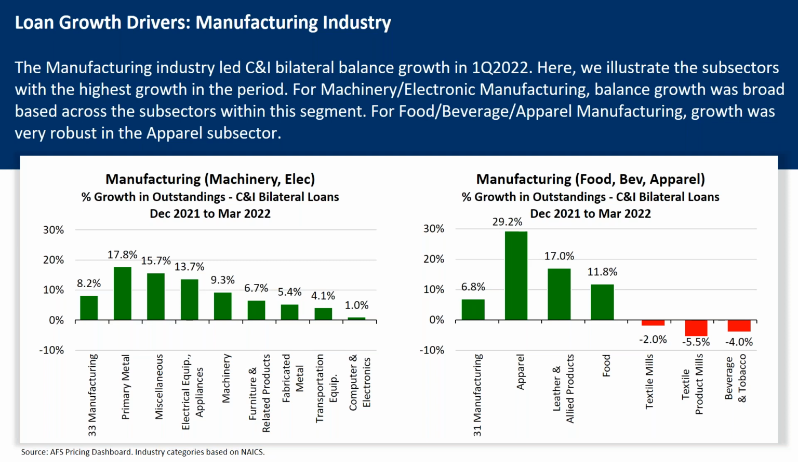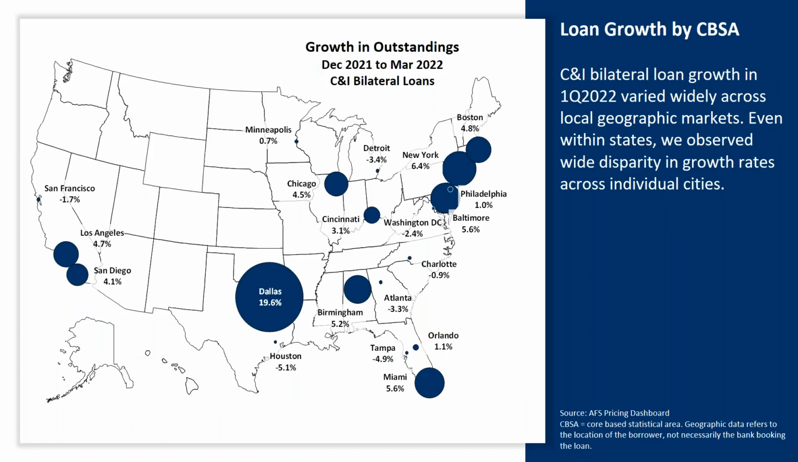Next, on the next slide, we'll drill down to a core-based statistical area, or CBSA level. On this slide, we take a look at loan growth across the country and highlight the largest growing CBSAs. You can view this as a heat map of sorts, with the larger bubbles indicating the strongest growth cities. In the first quarter, the Dallas metro area showed strong growth, coming primarily from telecommunications.